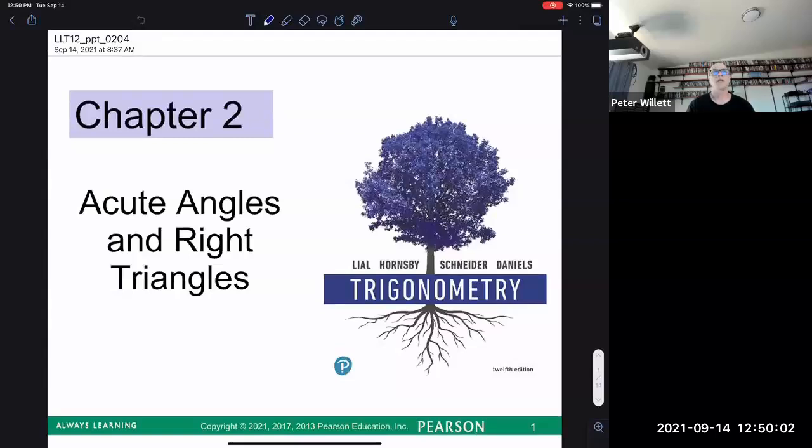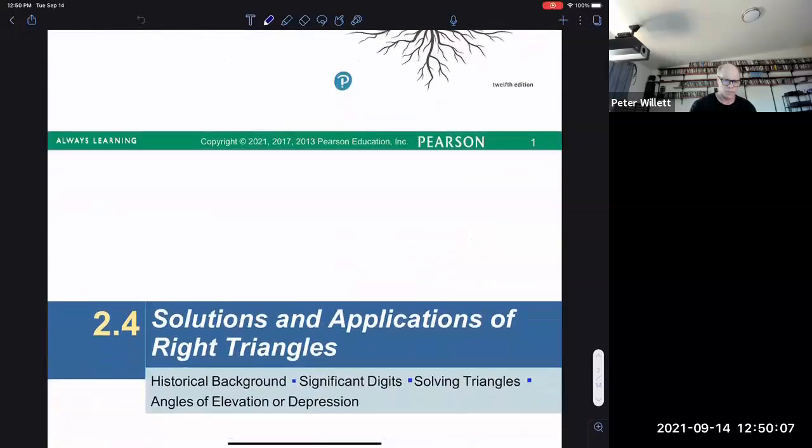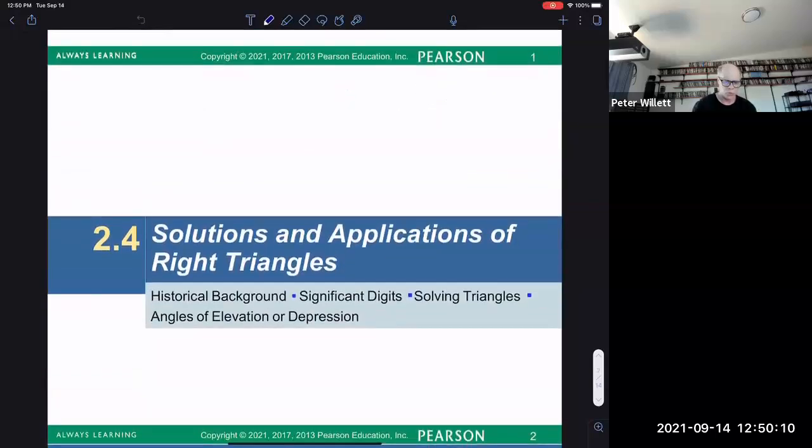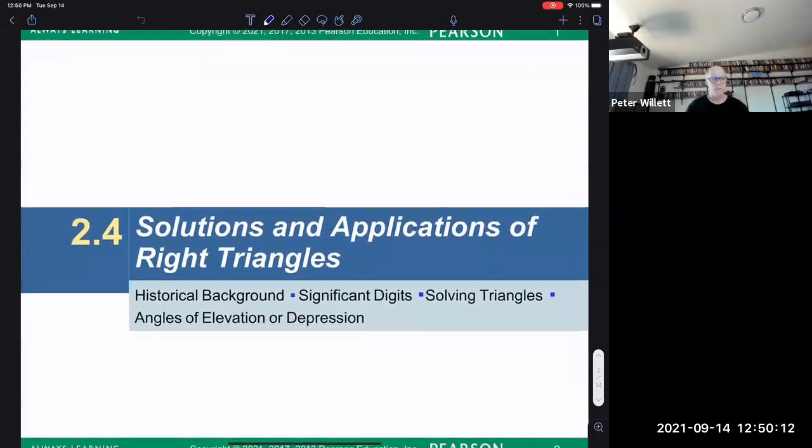All right, so we are in chapter 2. And we're going to begin to look at word problems with trig. So how does this translate? It says we want to look at solutions and applications of right triangles. And so they discuss the idea of significant digits in this section, because when you start doing real world problems, then you want to think about what kind of accuracy you're using, where you should round off your numbers, things like that.